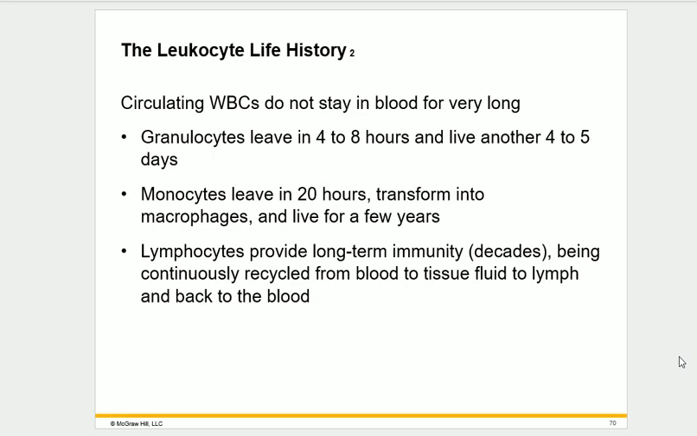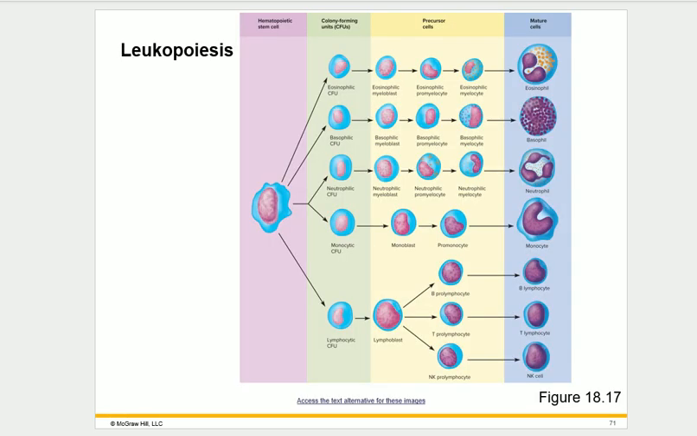Circulating white blood cells don't stay in the body really long. Granulocytes leave in 4 to 8 hours and live another 4 to 5 days. Monocytes leave in 20 hours. They transform into macrophages and live for a few years. And then lymphocytes actually provide our long-term immunity for decades, being continuously recycled from blood to tissue fluid to lymph, and back to the blood. Here's a good picture of everything we just talked about: our HSC to our CFUs, our precursor cells to our mature cells.